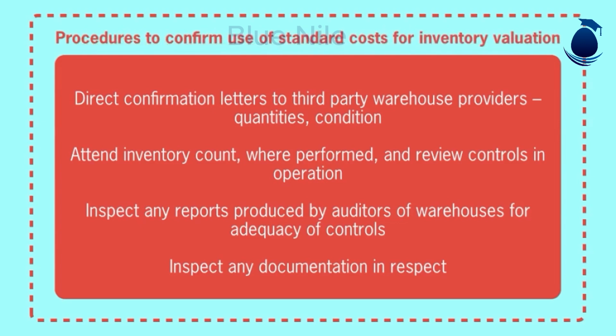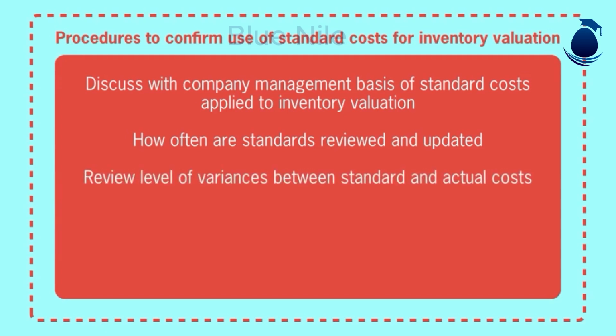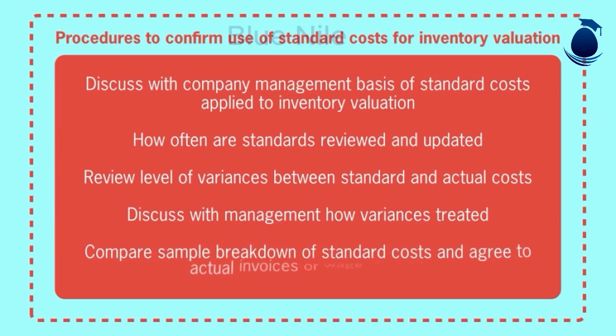In answering Part C, Section 2, the auditor should discuss with the management of the company the basis of the standard costs applied to the inventory valuation, and how often these standard costs are reviewed and updated. The auditor should review the level of variances between standard costs and actual costs, and discuss with management how these variances are addressed. The auditor should obtain a breakdown of the company's standard costs, and agree a sample of these costs to actual invoices or wage records to assess their reasonableness. This completes this section. This also completes our answer for this question.